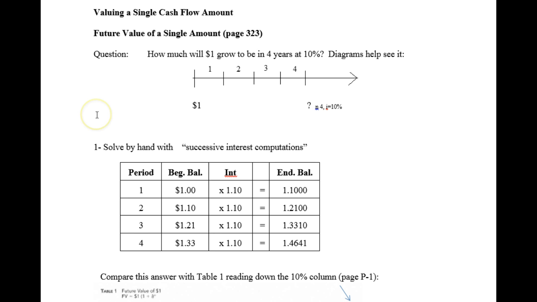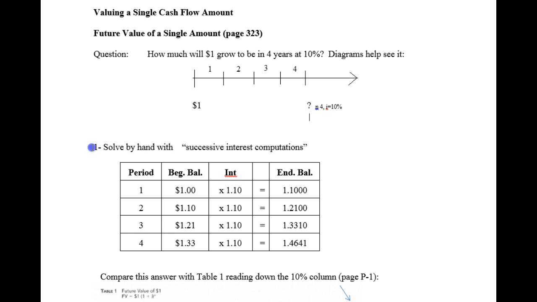So my question to you is, how much will $1 grow to be in 4 years if compounded annually at 10%? I like to draw time diagrams with question marks because it keeps me clear on what my question is. I have $1 now and I want to know how much it will grow to be in the future, so I know I'm working with a future value, or Table 1. I'm going to use 4 periods, and an interest rate of 10%.